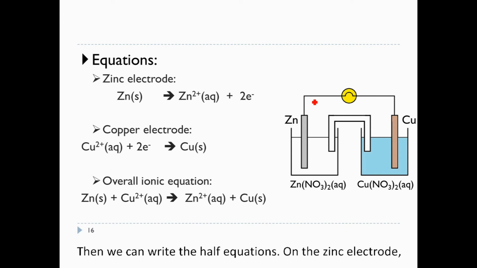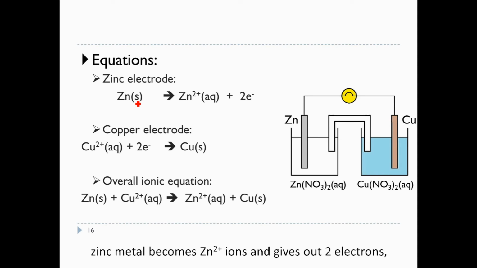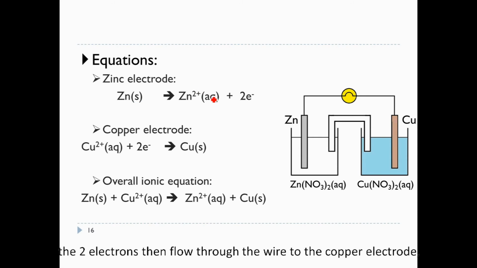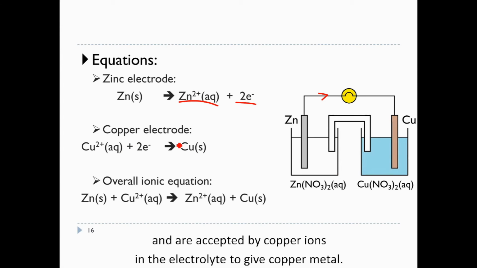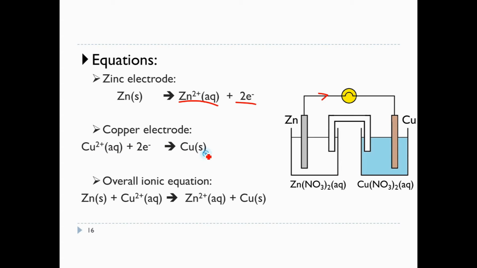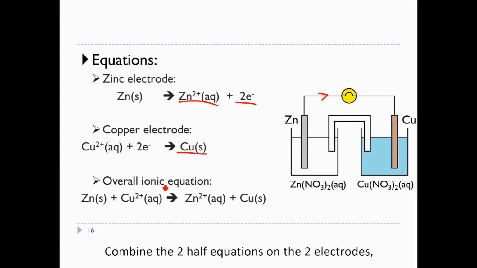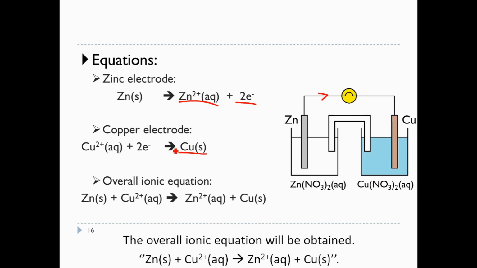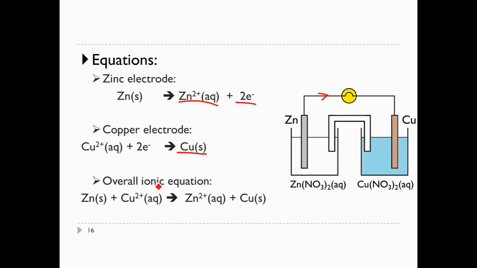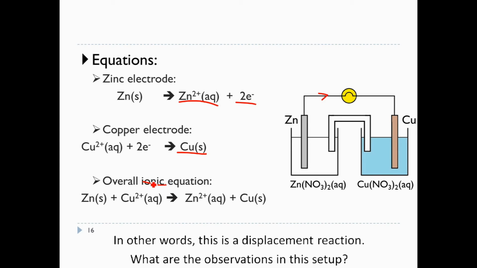Then we can write the half equations. On the zinc electrode, zinc metal becomes Zn2+ ions and gives out 2 electrons. The 2 electrons then flow through the wire to the copper electrode, and are accepted by copper ions in the electrolyte to give copper metal. Combine the two half equations on the 2 electrodes. The overall ionic equation will be obtained. In other words, this is a displacement reaction.